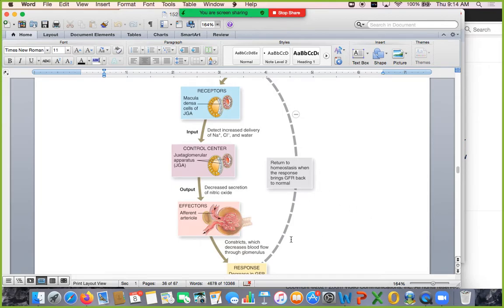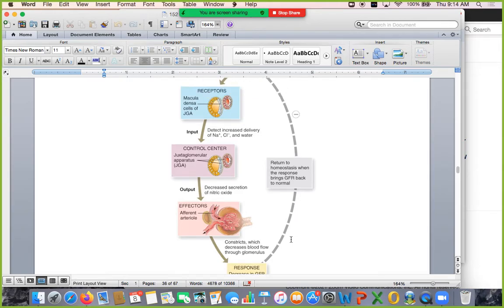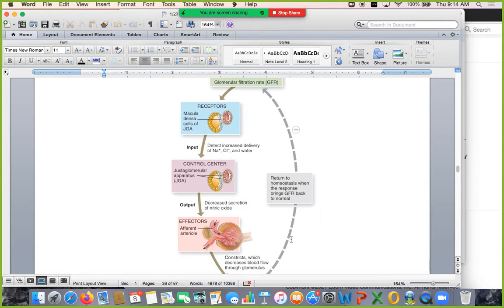And we can change that afferent arteriole. In this case, we would constrict it, which would decrease the glomerular filtration rate. But if we wanted to increase that GFR, we could dilate it. Either way, we would return ourselves back to homeostasis by bringing that glomerular filtration rate back to normal.